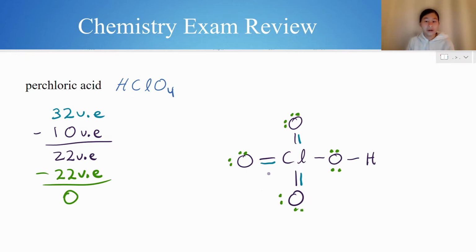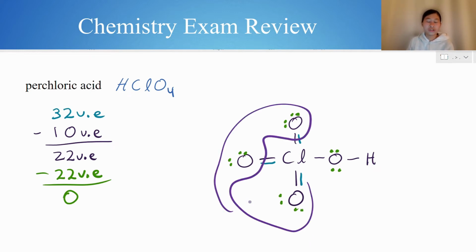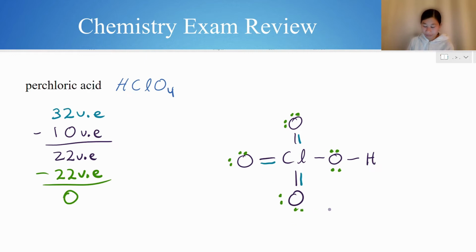We made these double bonds so that the chlorine and these 3 oxygen atoms have a 0 formal charge. Before, these 3 oxygens had a -1 formal charge, and now they're at 0. And this chlorine, it used to be a +3 formal charge, and now it's at 0. So this is the structure that we want.